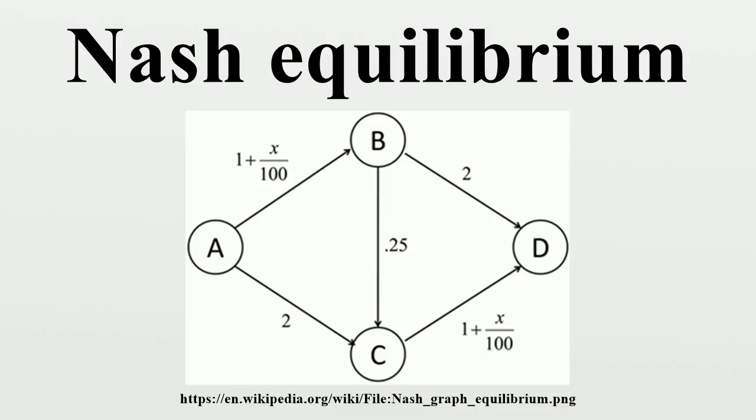When that happens, no single driver has any incentive to switch routes, since it can only add to their travel time. For the graph on the right, if, for example, 100 cars are traveling from A to D, then equilibrium will occur when 25 drivers travel via one route, 50 via another, and 25 via the third. Every driver now has a total travel time of 3.75.